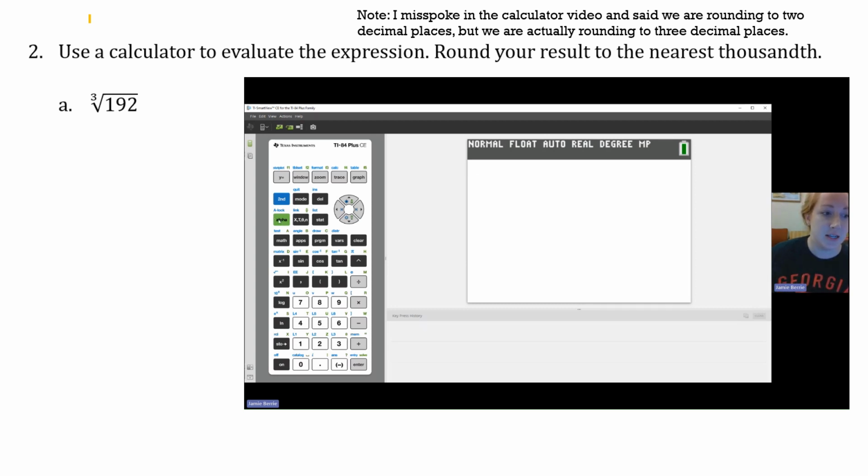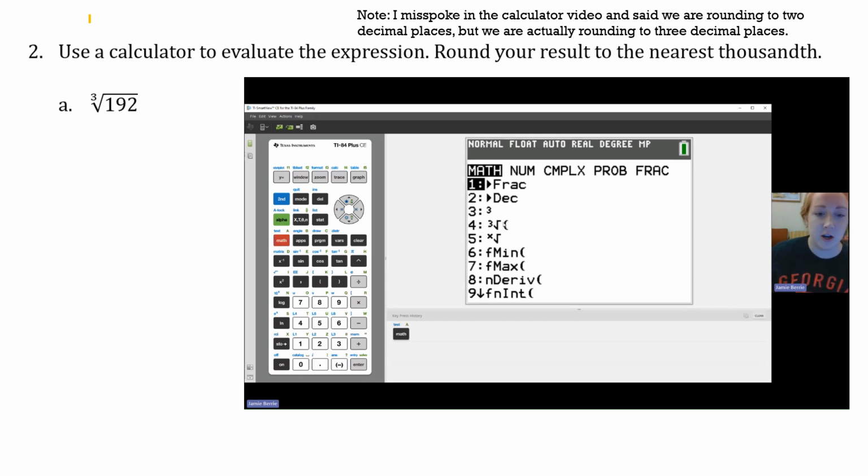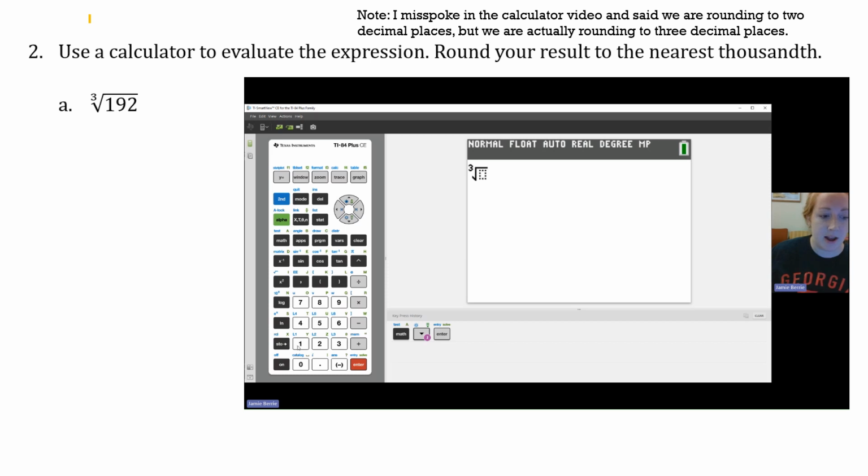You're going to hit the math button, which is over here on the left. You're going to scroll down to option number 4, which is a cube root. If it's any other root, 4th root, 5th root, 6th root, you're going to use option number 5. But a cube root is option 4. And then I'm going to type in my radicand, which is 192. And hit enter, and there we go.